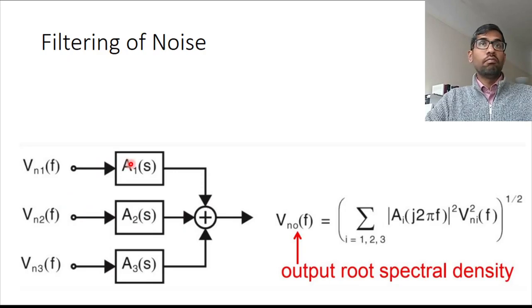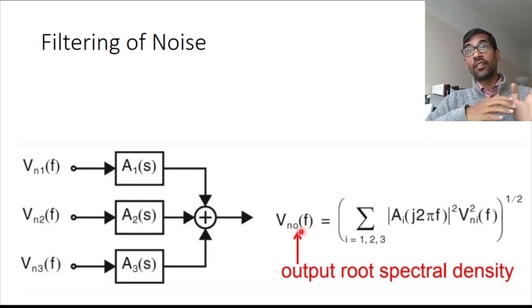If you have, let's say, three systems here and each of them is a filter, then what happens to the added signal? The signal at this point is going to be A1 times Vn1, the signal at this point is going to be A2 times Vn2, and the signal at this point is going to be A3 times Vn3. Those are the RMS values. And when you add the signals up, you are basically adding the power of the signals up. So you square those RMS values, add them up, and then take a square root, and you get the output RMS value, or the output spectral density, root spectral density. Hope that makes sense.